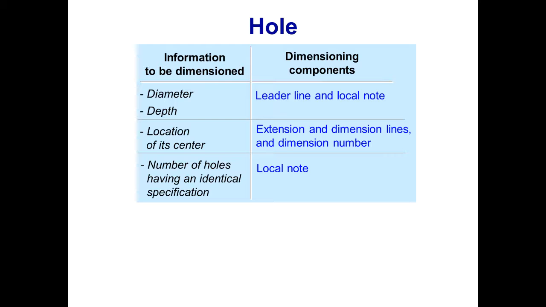Hole. For example, there is a hole in your drawing and you have to dimension the hole. So basically what you have to do is dimension the diameter and the depth of the hole, the location of its center, and the number of holes having the identical specification.